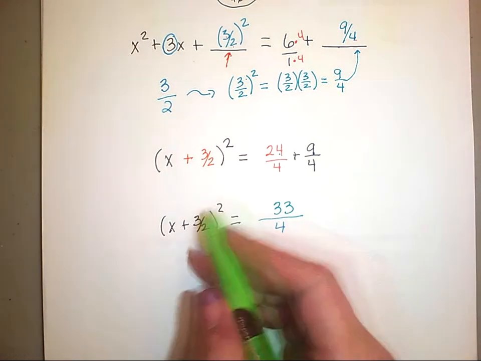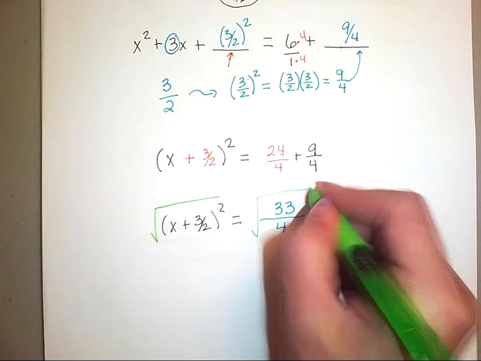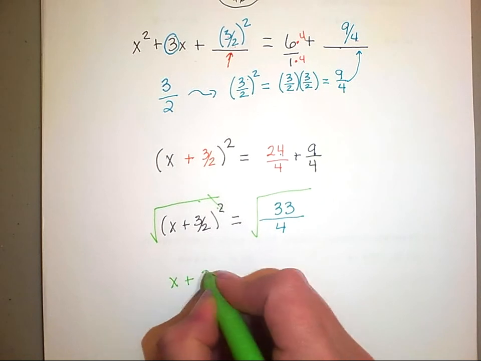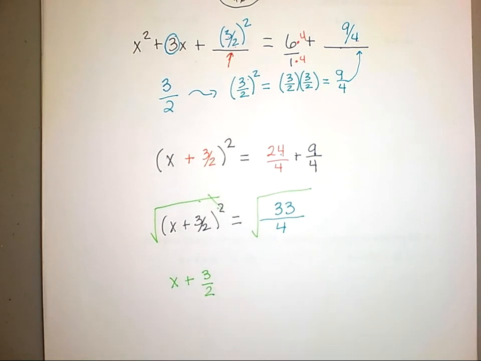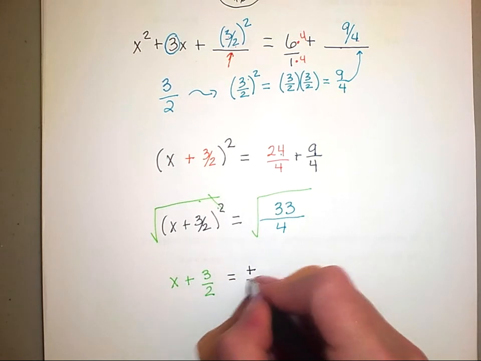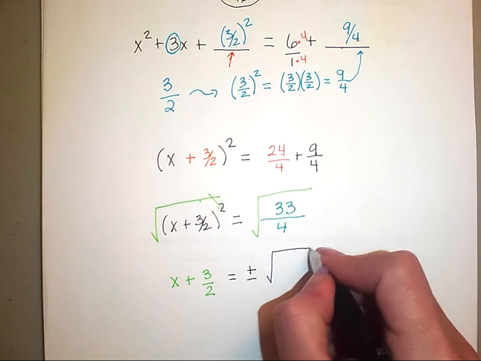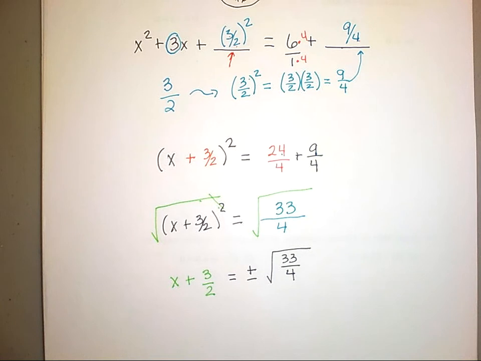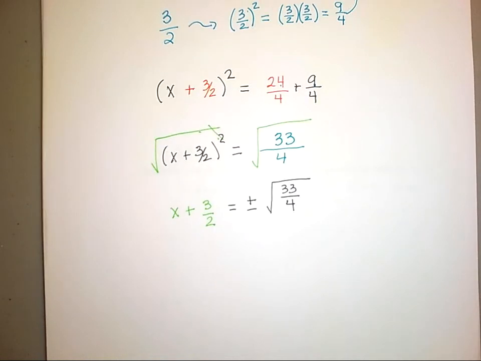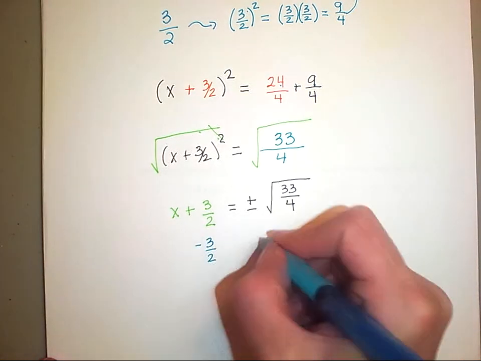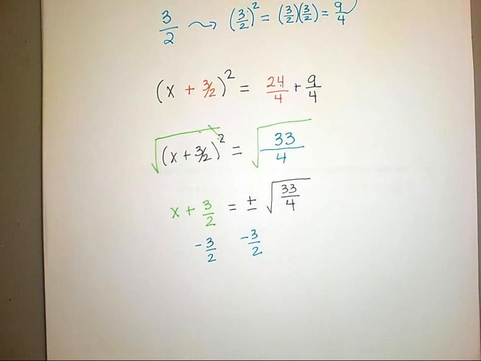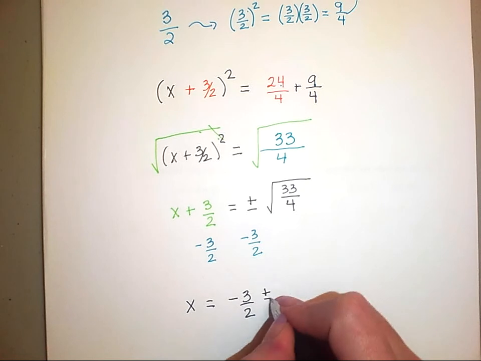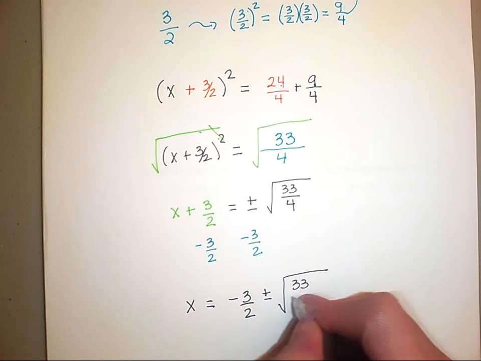And now we're almost finished. Let's take the square root of both sides. The square root and the squaring will undo each other, and we'll be left with x plus 3 halves is equal to, now don't forget this, plus or minus the square root of 33 over 4. And now we can subtract 3 halves from both sides. So x will be equal to now a negative 3 halves plus or minus the square root of 33 over 4.